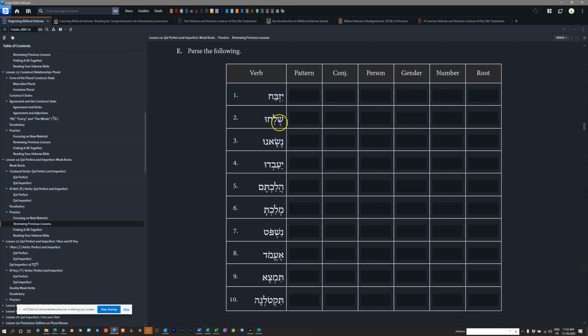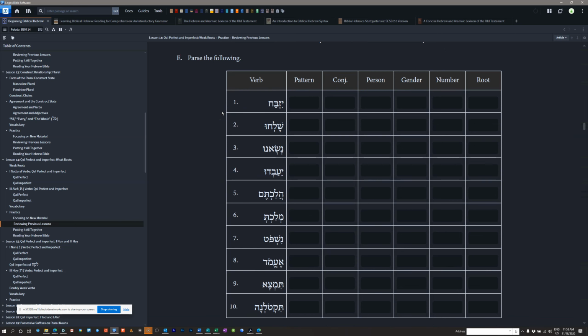Number 2, we've got Shalachu. I don't really see... Yeah, okay, this is just combining. These aren't all irregular. This is a third guttural, but that doesn't play into any irregularity here because it doesn't require a shava or anything like that. So this just looks normal like a strong verb. This is Cal Perfect 3CP of shalach.